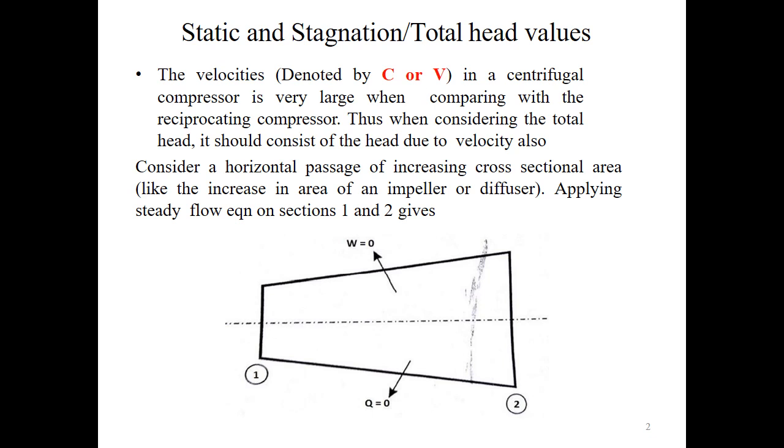So for the time being, we'll consider a horizontal passage, as we can see in the figure, of increasing cross-sectional area. Why? Because like in the case of an impeller or diffuser, there also you can see the same trend of increase in area of airflow passage. In this you can see section 1 and section 2. Section 1 has a smaller cross-sectional area and section 2 has a larger cross-sectional area. So the flow of air is from section 1 to section 2.